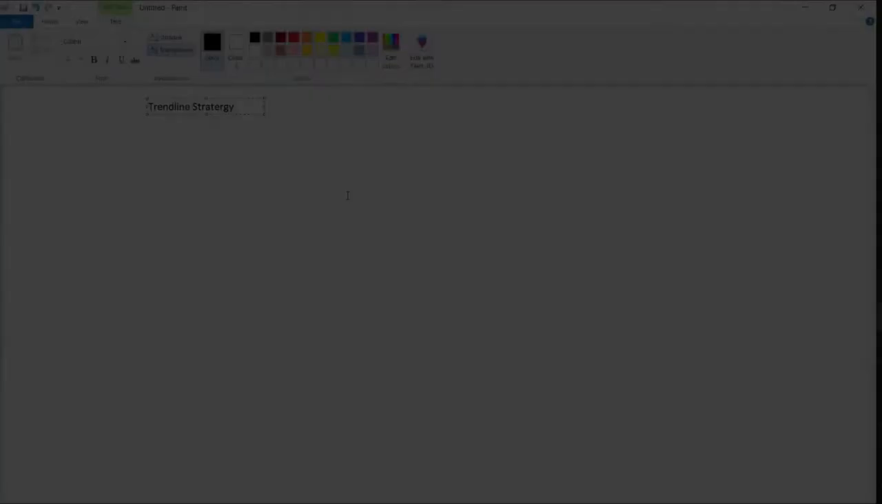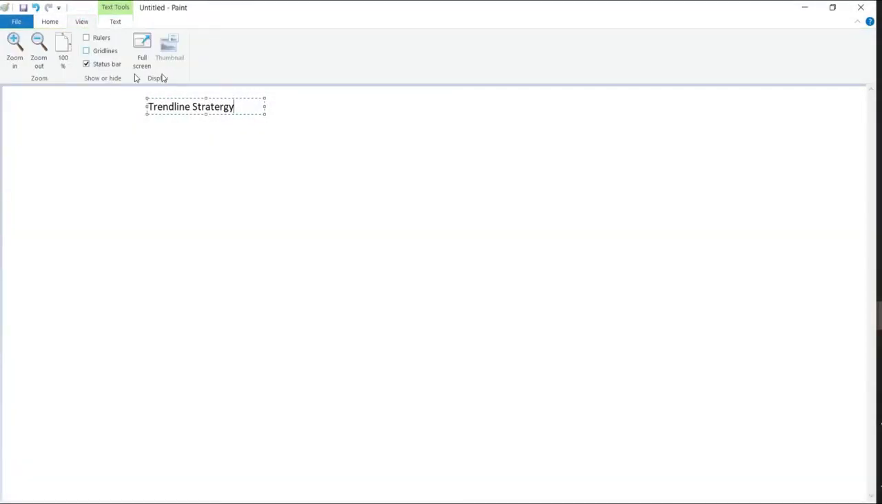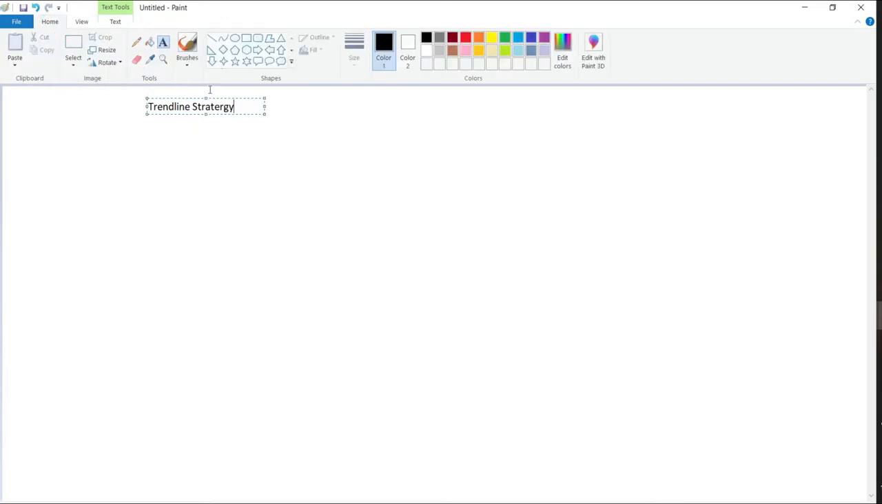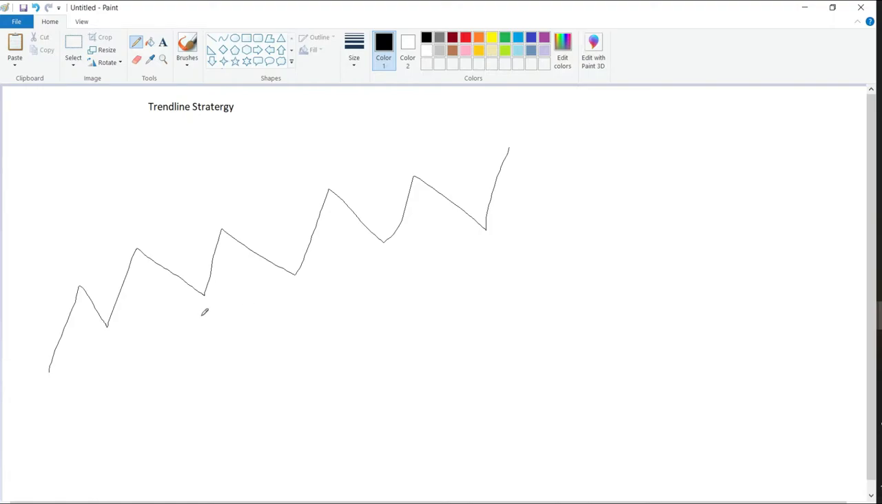So we'll see how this trend line strategy works. You already know that a trend line basically acts as support and resistance. Suppose a stock is moving in a particular direction. Okay, so if the stock is moving this way, and you would like to take a trade in this stock, how do you do that?